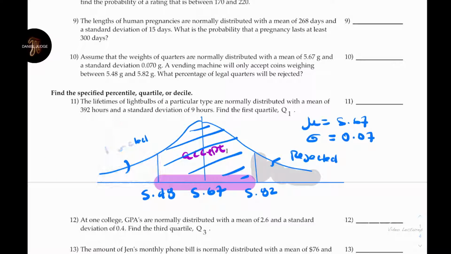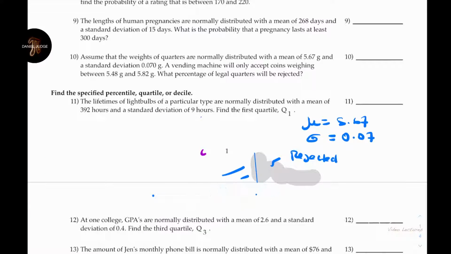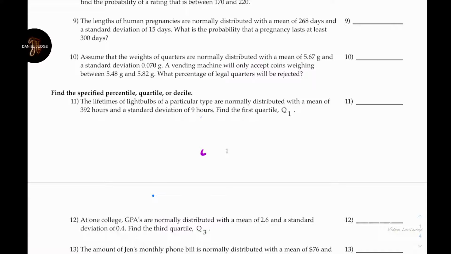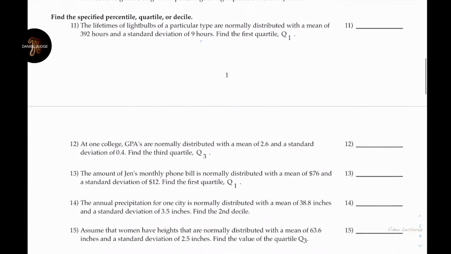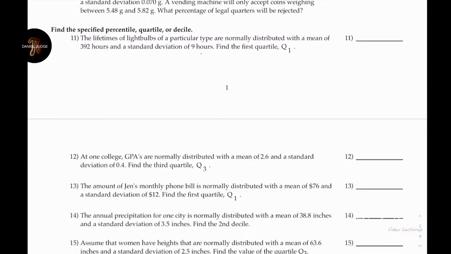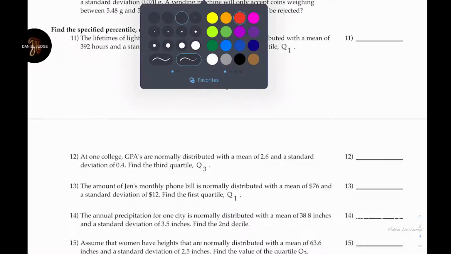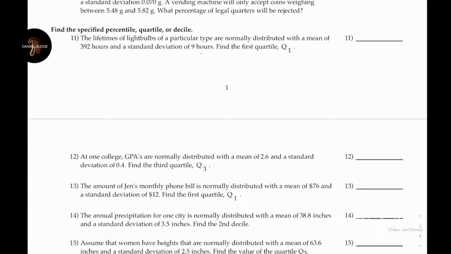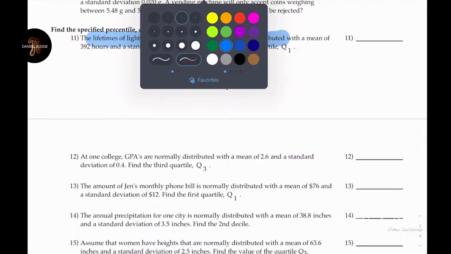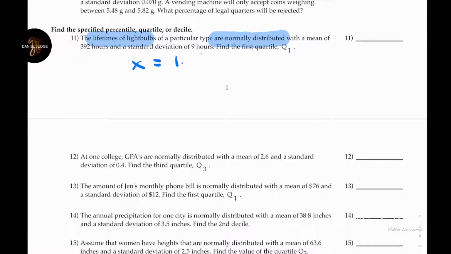working backwards. And when you work backwards, remember the function in your TI. That's inverse norm. Right? So for questions here, they say, find the lifetimes of light bulbs of a particular type of normal distribution with a mean of, all right, let's get this, 392 hours, a standard deviation of 9 hours. So the lifetimes of light bulbs. So here's what they're saying. Let's read it. The lifetime of light bulbs are normally distributed. So X equals the lifetime.